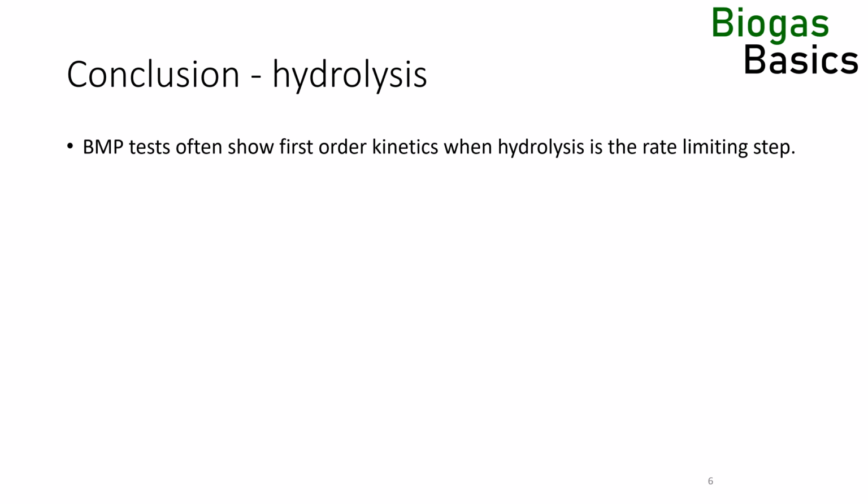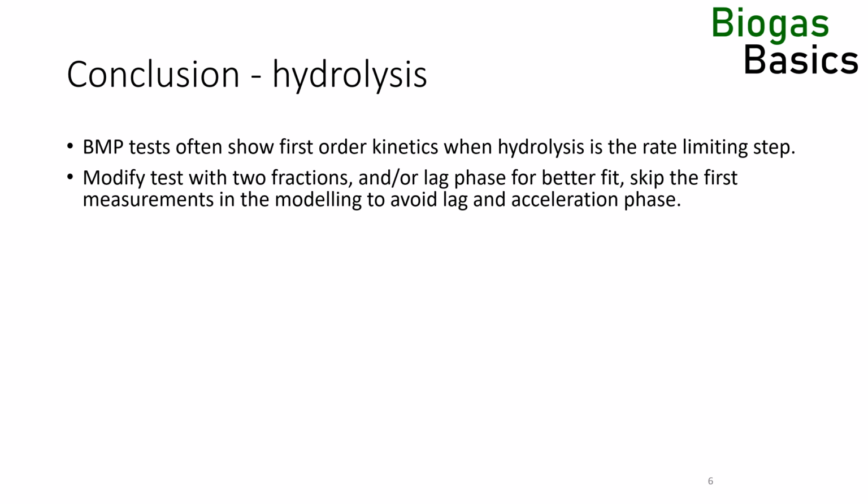We can use the BMP tests to quantify the reaction constants. Feedstock rarely consists of only one type of molecules. Often, we see fast and slow first-order reactions running in parallel in a BMP batch test.